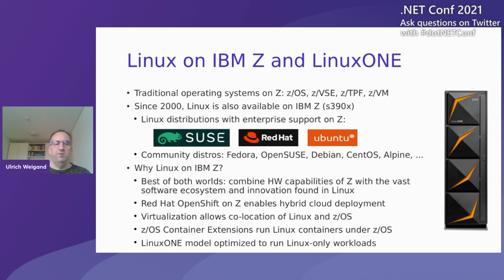And one good example for that is, of course, the Red Hat OpenShift platform, which we support now for about 2 years, which you can run on Z, where you can have your cloud operations model and cloud deployment model, but still have all your data in-house on premises, on your own machine that you control, if you're concerned about maybe data that should not leave your control.